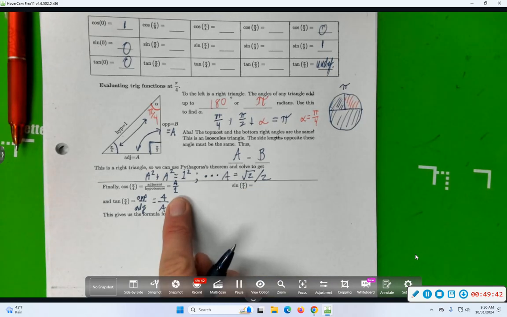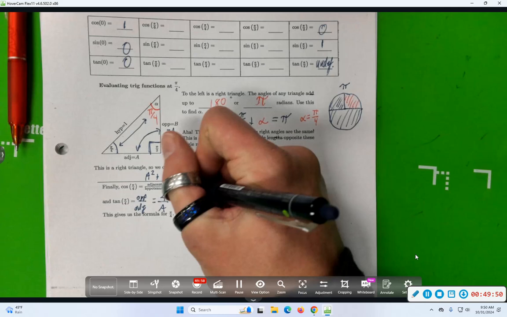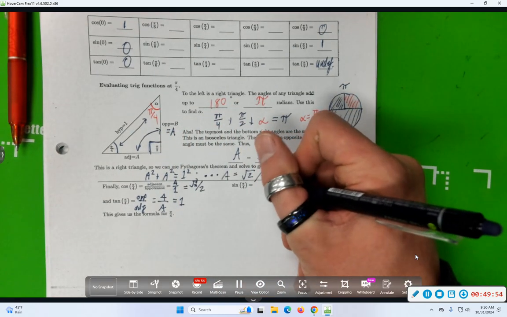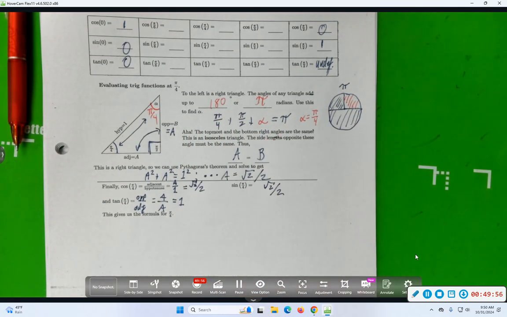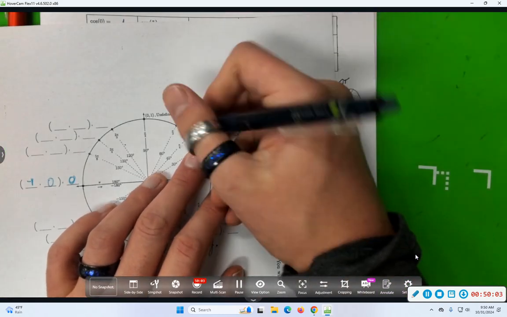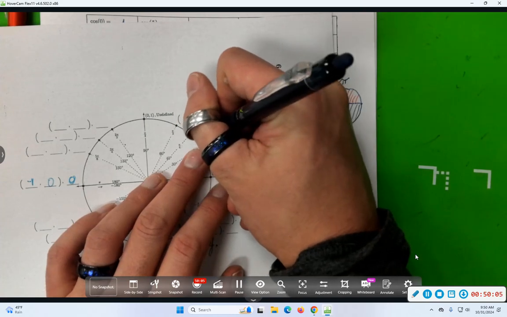So what's the cosine of pi over 4? That number equals root 2 over 2. Sine will also be root 2 over 2. So with that, we now have justification enough to fill in those two remaining blanks.